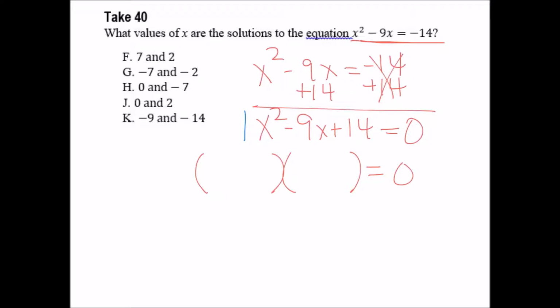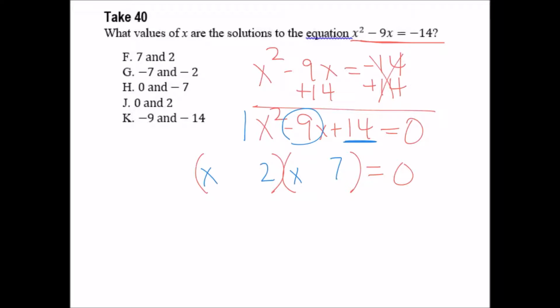which terms will be multiplied together to get us a 14, but when they're combined, they get us a negative 9. So we know that this is going to be x times x, which is going to give us the x squared. Now, two numbers that are multiplied together to give us 14, but when they're combined, they give us negative 9. Well, the only two numbers I know that solve that are 7 and 2.